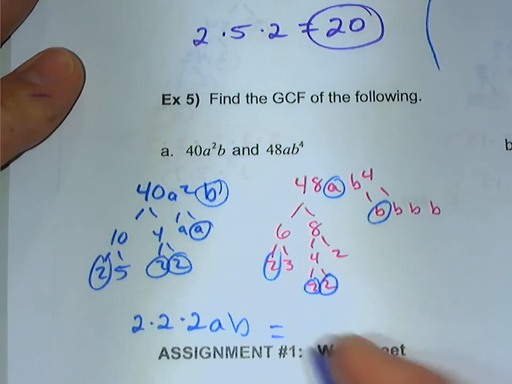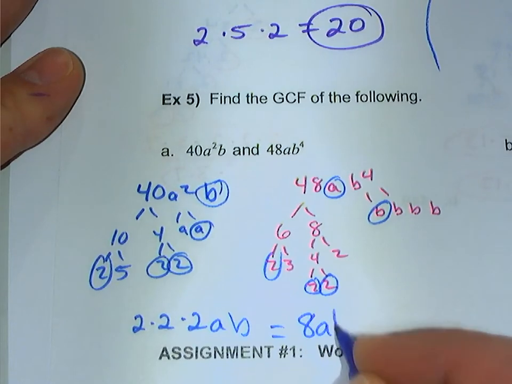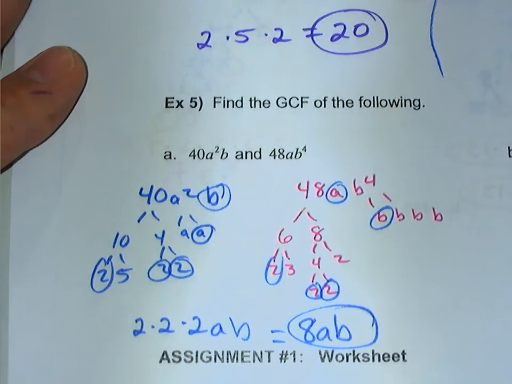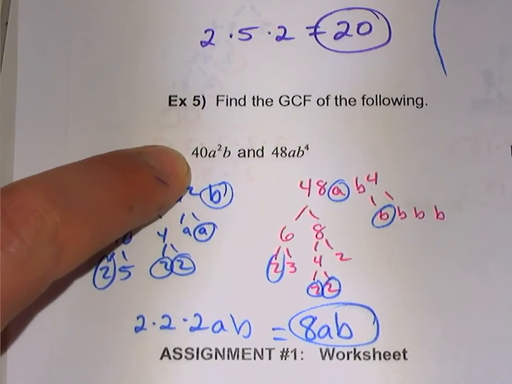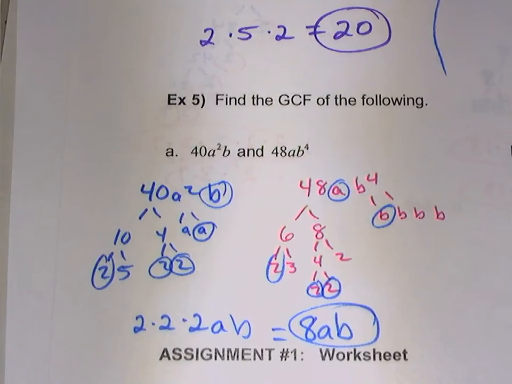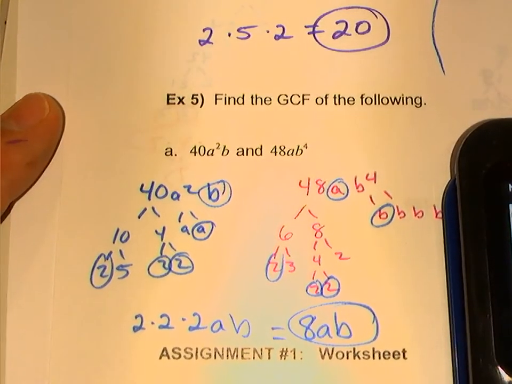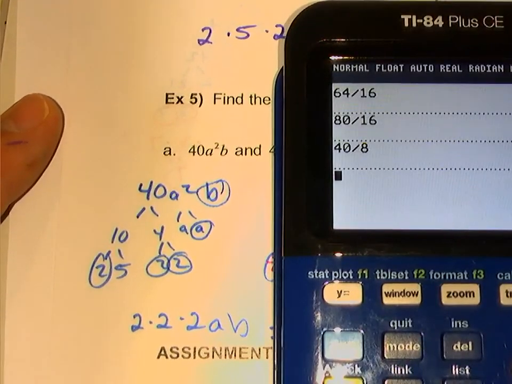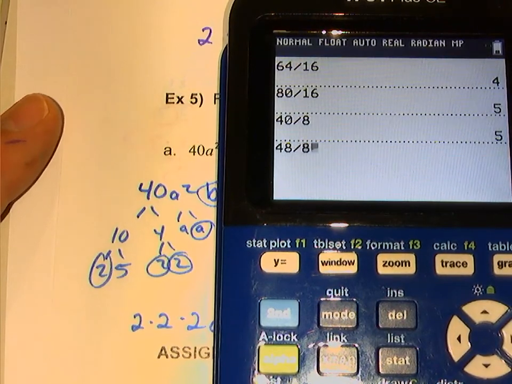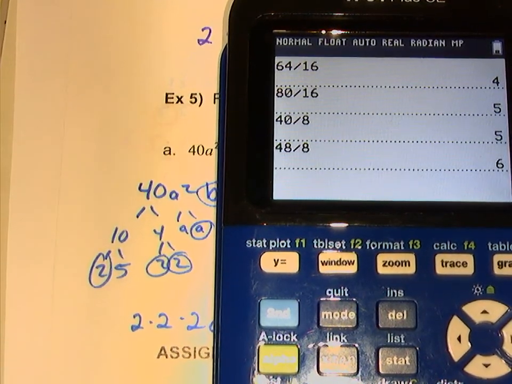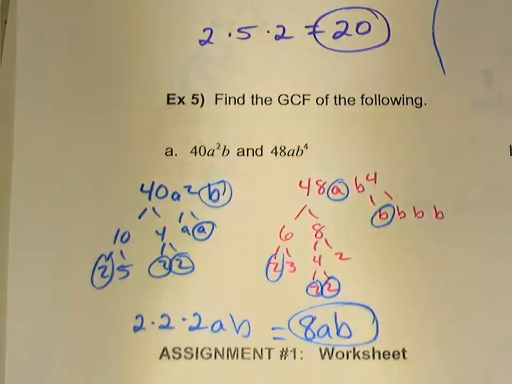Final answer, go ahead and simplify. 2 times 2 times 2 is how much, guys? 8ab. So we would say the greatest common factor is 8ab. And if you look, both of these are divisible by 8, right? 40 divided by 8 is 5, and 48 divided by 8 is 6. Well, 5 and 6 have nothing in common. That's the greatest common factor, and then add in an a and a b.